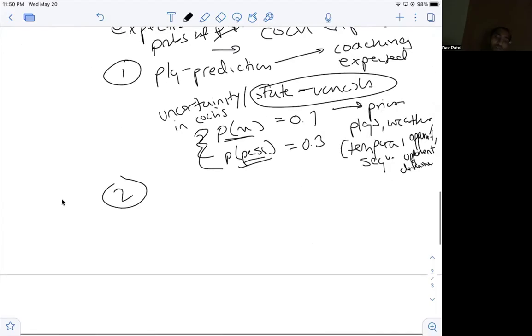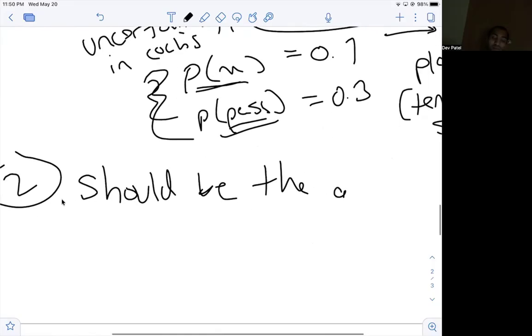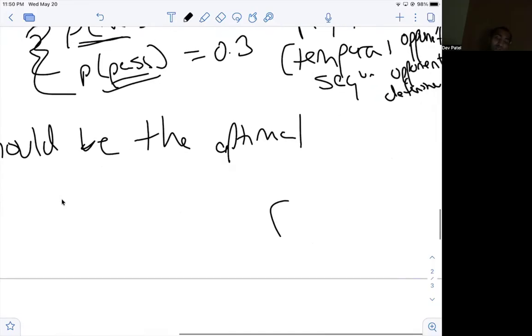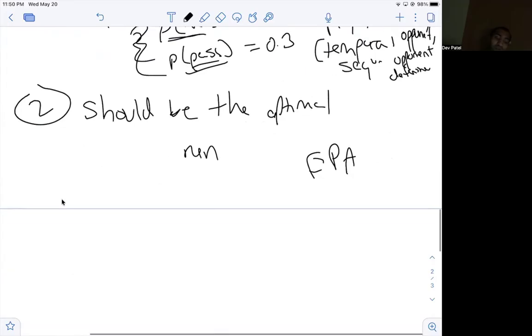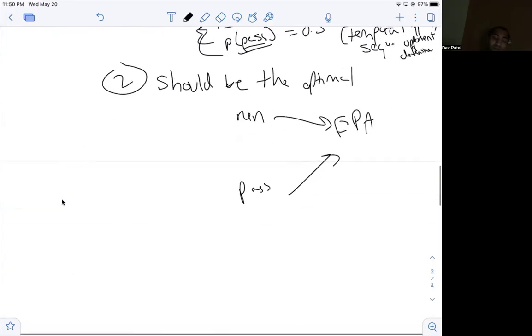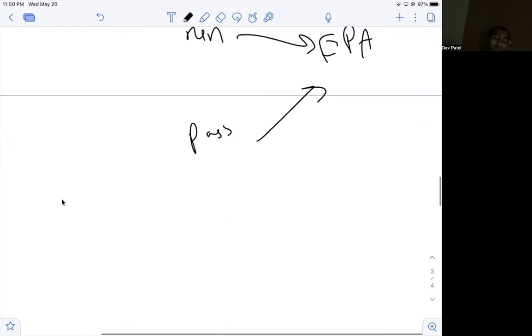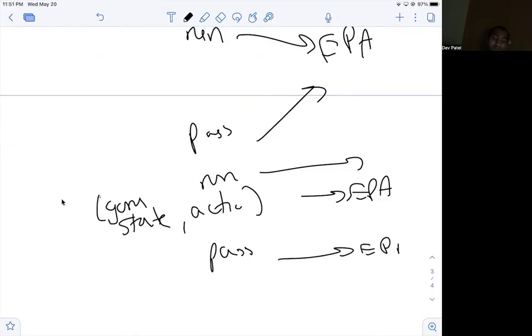Now, what should be the optimal call? This is the second model. Now, this is from expected points added per play. So given a run, what is the expected points added? Given a pass, what is the expected points added? So what this is going to be is game state and action mapped to EPA. So game state run, it's going to be a certain EPA. Game state pass, it's going to be a certain EPA.